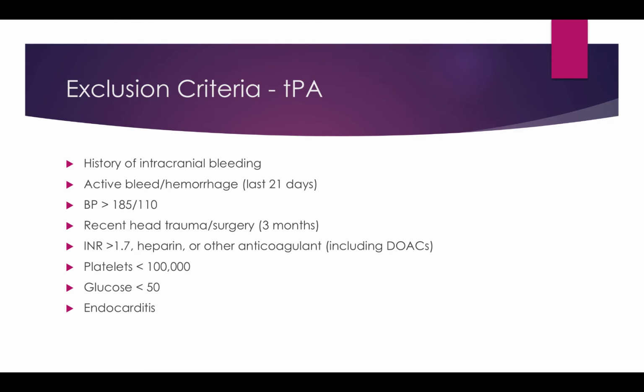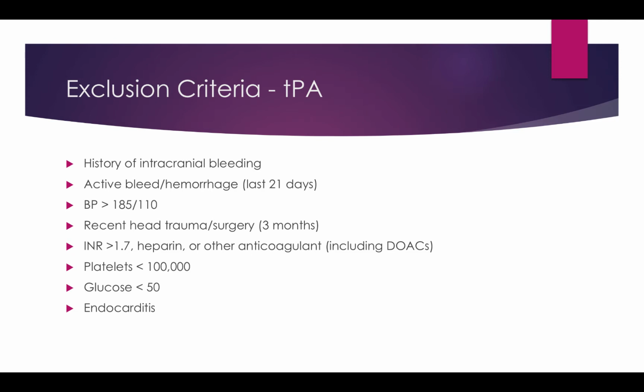If blood pressure can't get under control, BP greater than 185 over 110, obviously we've got some risks in giving a medication that's going to increase bleed risk there. A recent head trauma surgery, again, probably increasing that risk of any sort of intracranial bleed. INR greater than 1.7. So we'll want to do that assessment, check some labs upon initial assessment, try to get those back as quick as we can.